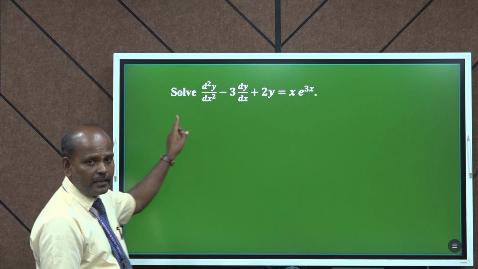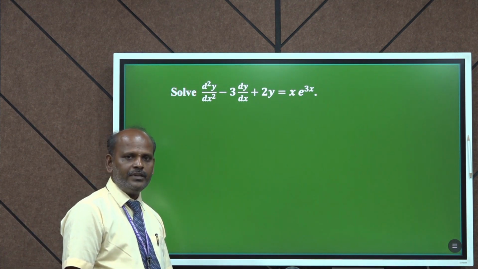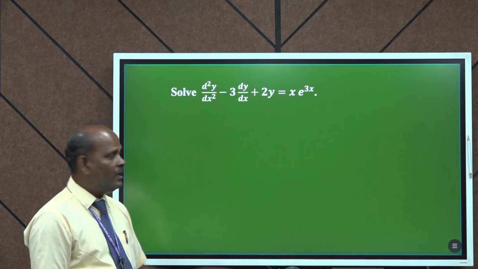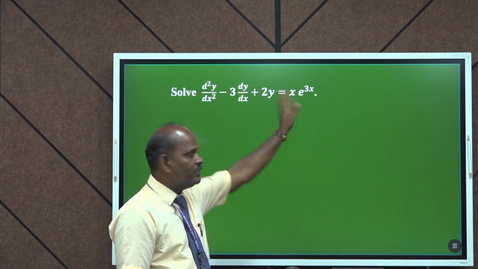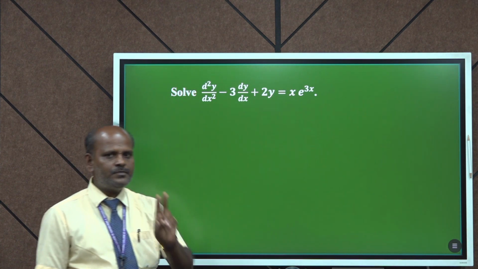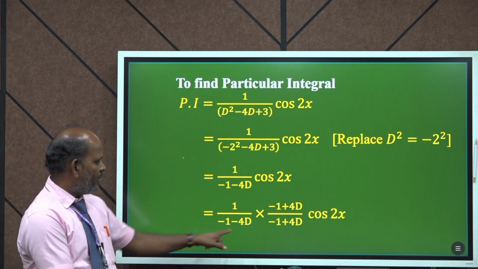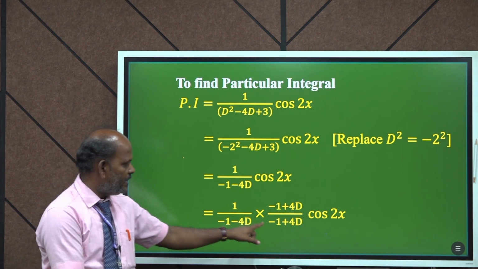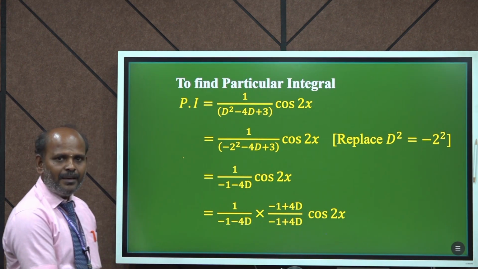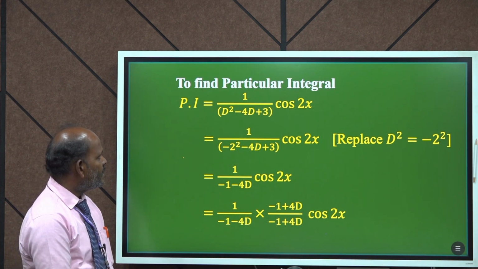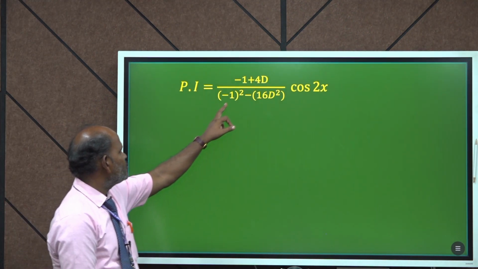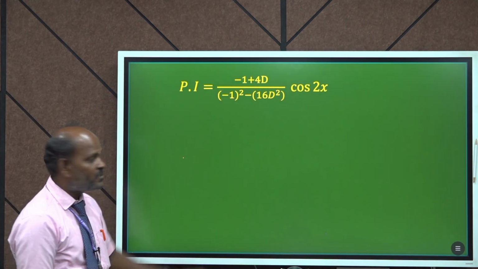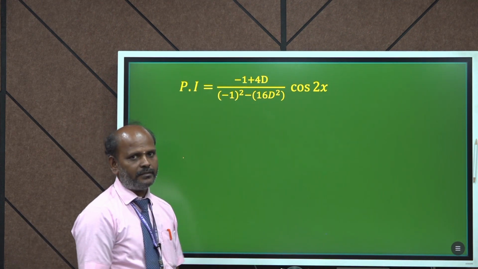This is a second order linear differential equation with constant coefficients, and the right hand side is x into e power 3x, that is a product of two functions. Here the denominator is of the form a plus b into a minus b, that is a square minus b square. So a square is minus 1 the whole square, and minus b square is 16 D square.